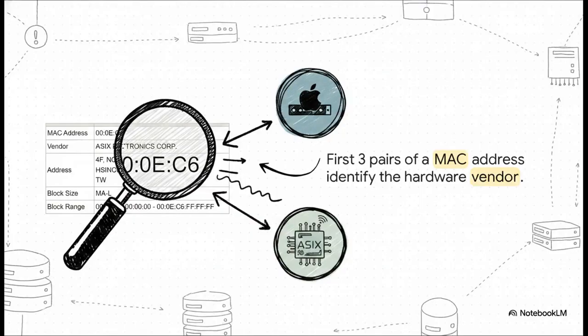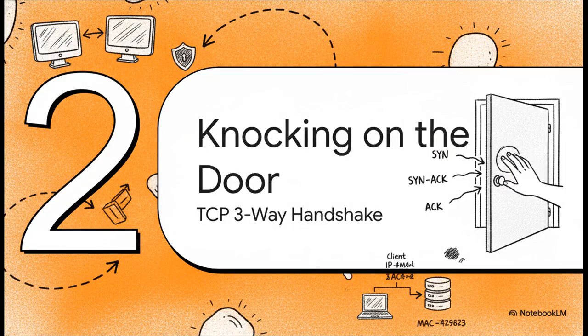This seemingly random string of characters actually holds a secret. The first 3 pairs of that 12-digit MAC address identify the hardware vendor. So if a hacker, or just a network administrator, does a MAC address lookup, they can instantly see if a device was manufactured by Apple, or Cisco, or whoever. That is a massive clue for anyone scanning a network, because it instantly reveals the exact types of hardware living inside that environment.